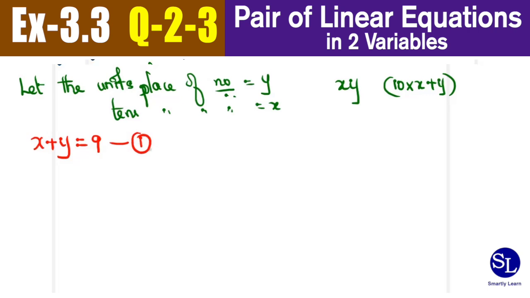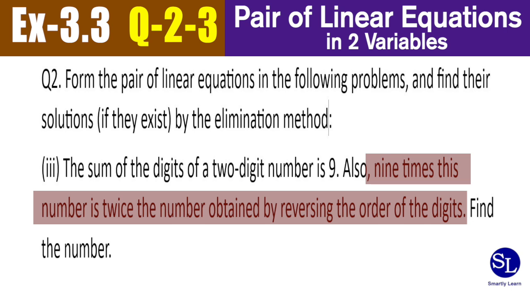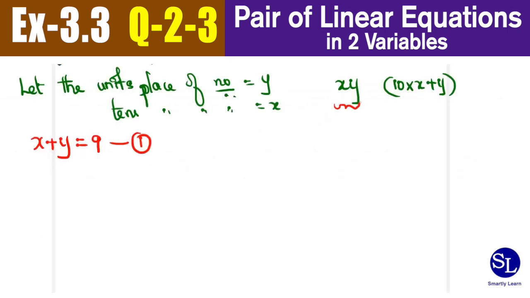Now for the second equation, the statement is 9 times the number is twice the number obtained by reversing the digits. So first let's see, if the original number is xy, the number that you obtain by reversing the digits will be yx. So what will be the value of this reversed number? It will be nothing but 10y plus x.